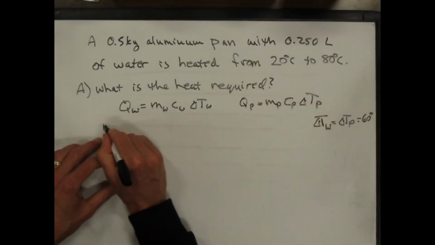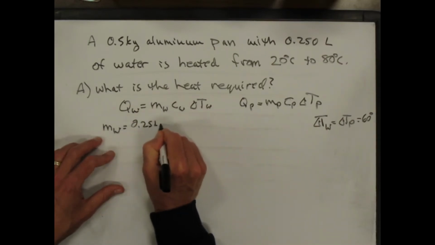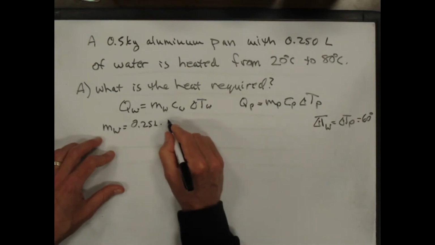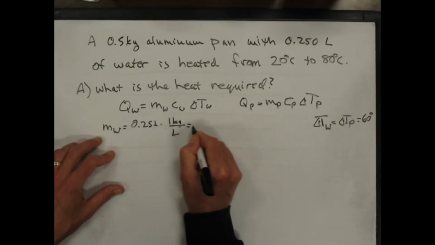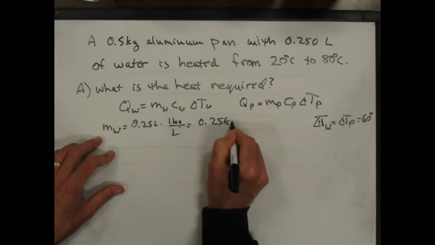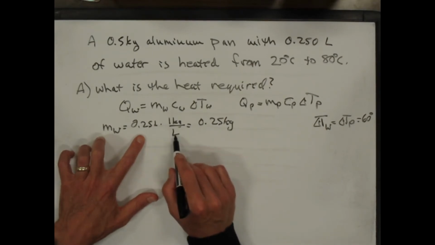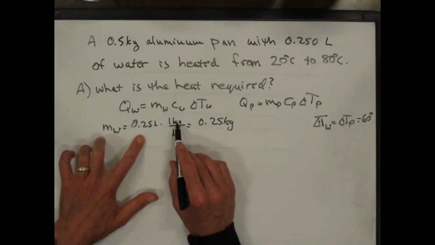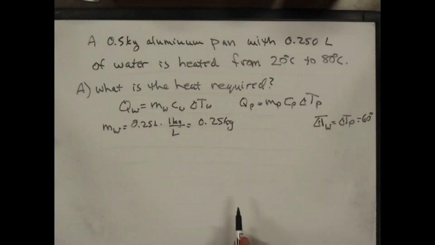And so M for water is 0.25 liters times 1 kilogram per liter, which is 0.25 kilograms. You could do a more sophisticated transfer by first converting that to cubic meters. That's 1,000th of a cubic meter, and then multiplying it by the density of water, which is 1,000 kilograms per cubic meter, and you get back to 0.25 kilograms that way.